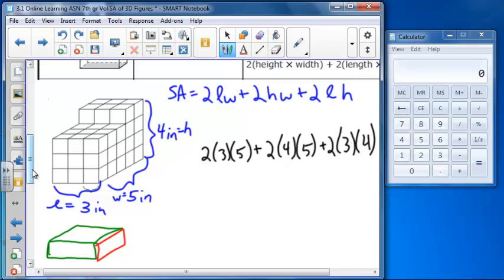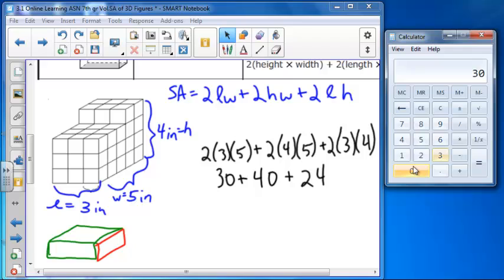2 times 3 is 6. 6 times 5 is 30. 2 times 4 is 8. 8 times 5 is 40. 2 times 3 is 6. 6 times 4 is 24. So you can follow along where I'm at. 30 plus 40 plus 24 gives us a surface area of 94 inches.